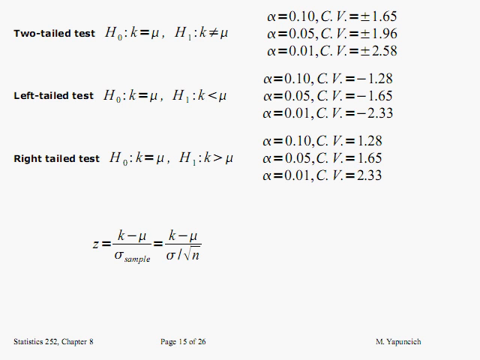If you remember, there's two kinds of tests. There's the two-tailed test, in which case the alternative hypothesis is written with a not equal to sign. There's a left-tailed test where you have a less than sign, and a right-tailed test where you use the greater than inequality. In all of these cases, you're assuming the standard normal distribution.